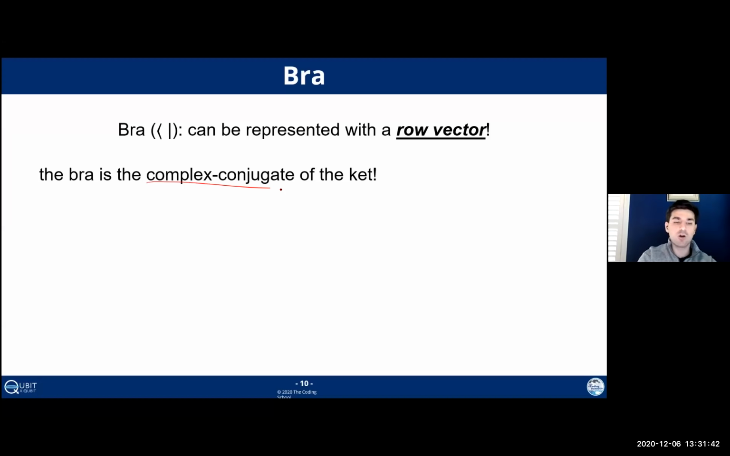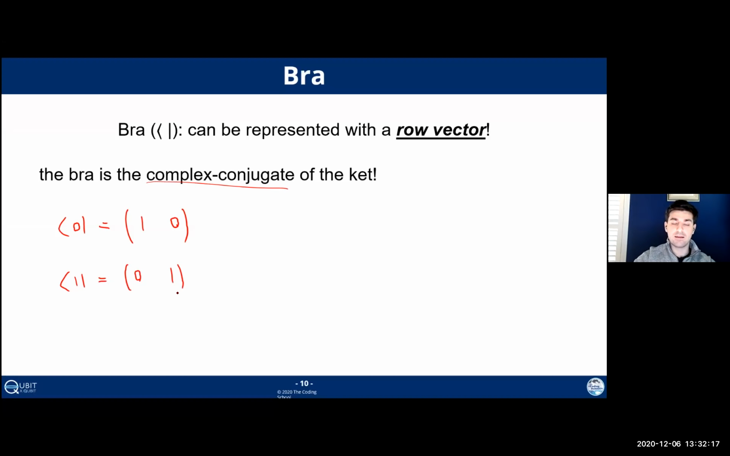So again, let's look at a concrete example for this. So we had the zero state, ket 0. Now let's look at what bra 0 is. So bra 0 is a row vector where the first entry, again, is 1, and the second entry is 0. And bra 1 is, again, similar to the bra 0, just going to be 0 on the first entry and 1 on the second one.